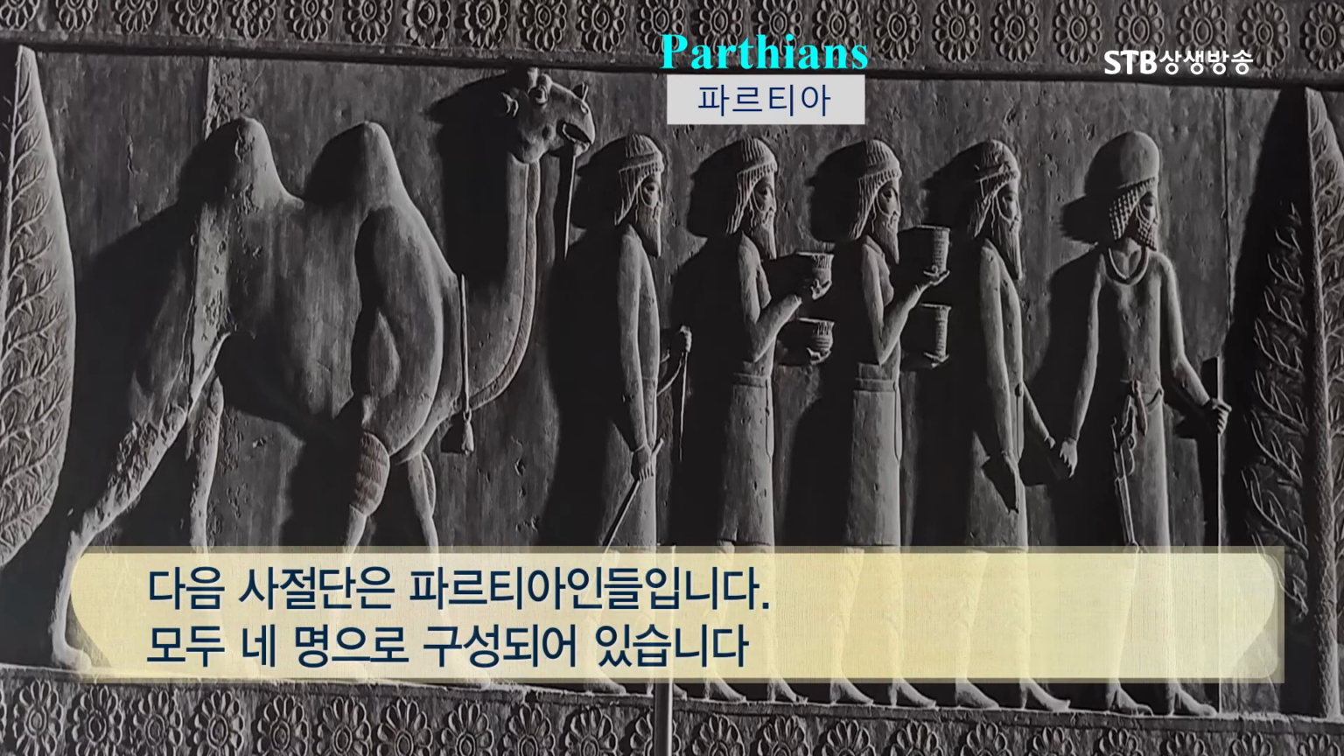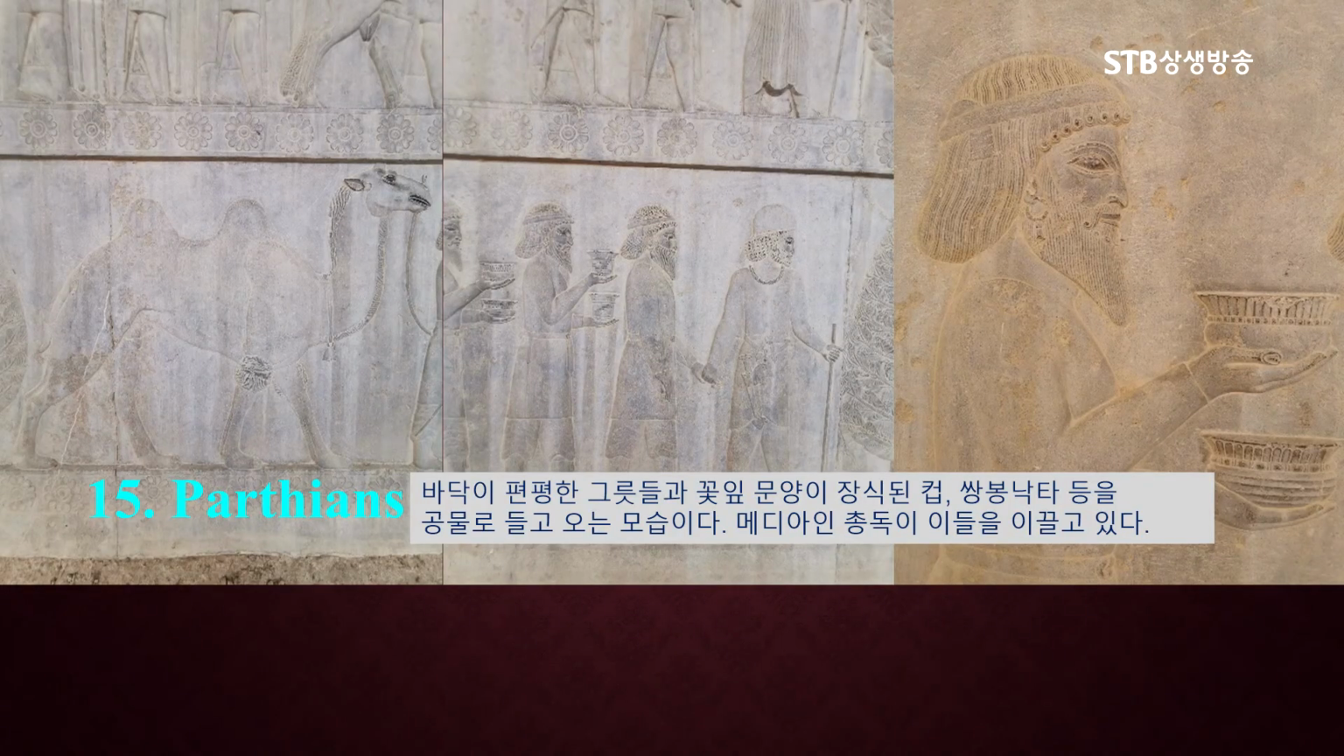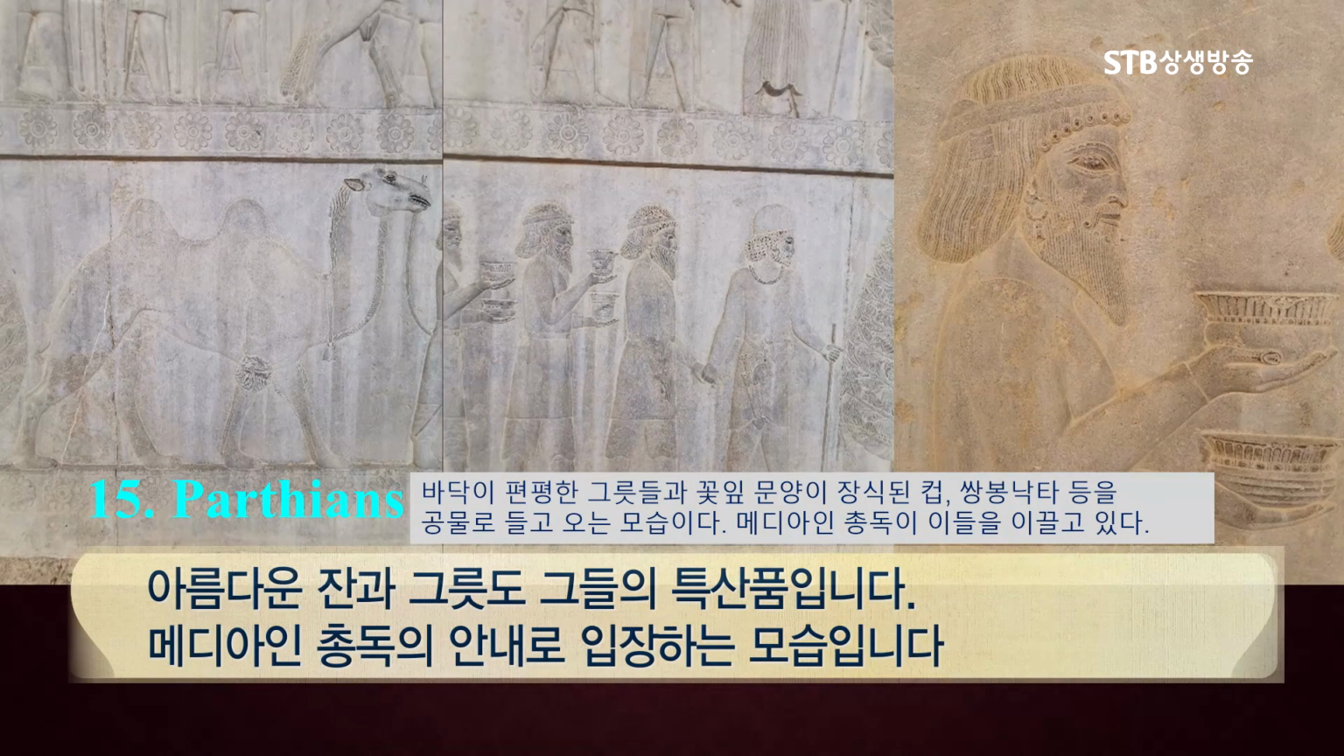The next one, Parthians. There are 4. Waistcoat and loose trouser is their dress. Their gift is double-hemmed camel. And also beautiful cups and bowl. The Median lead this delegation.